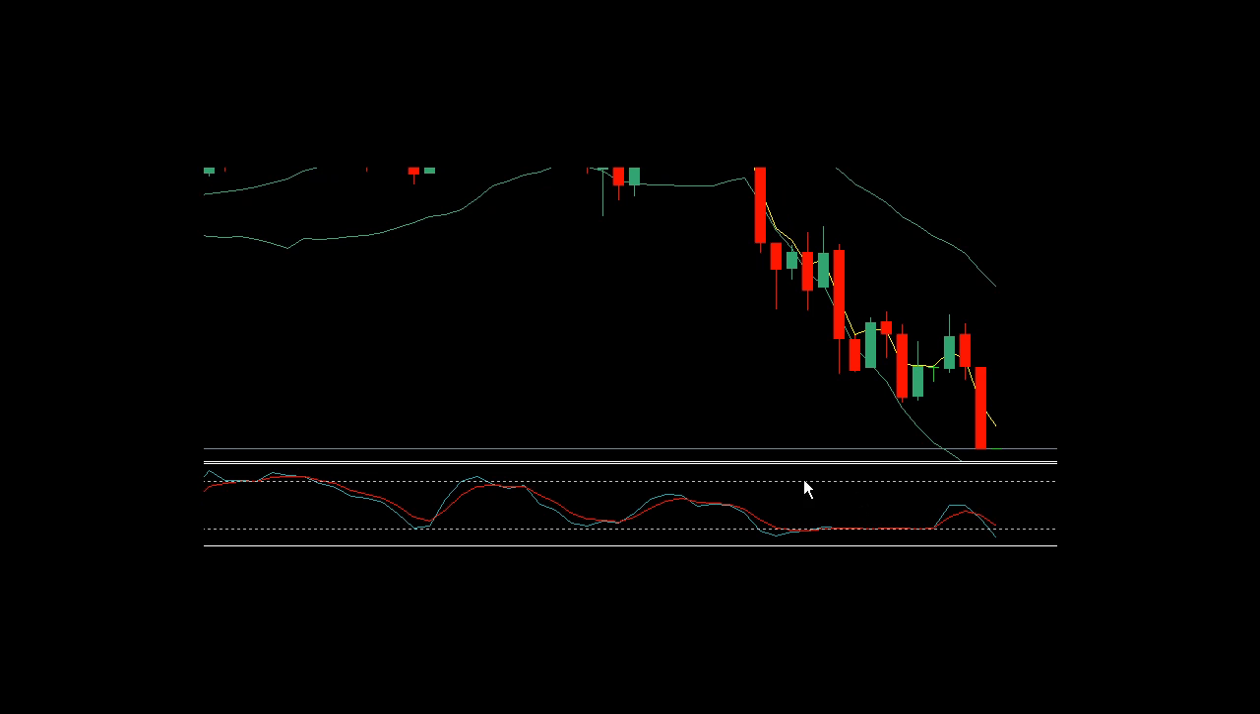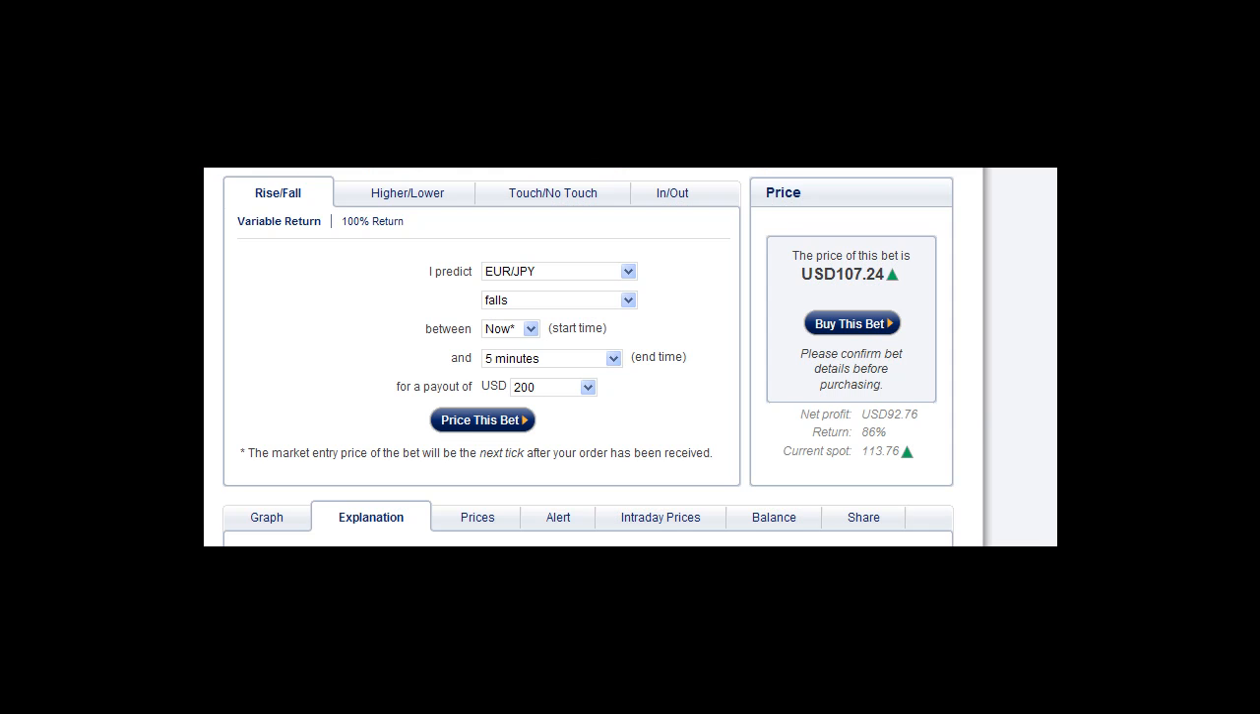So we've got a setup here. It's doing what it does. It's not 100% of what I like. I like it to not close right on its low there when we take the trade. So I'm going to do it anyway, just to give you an example of it. What we're looking for now is for this to fall over the next 5 minutes.